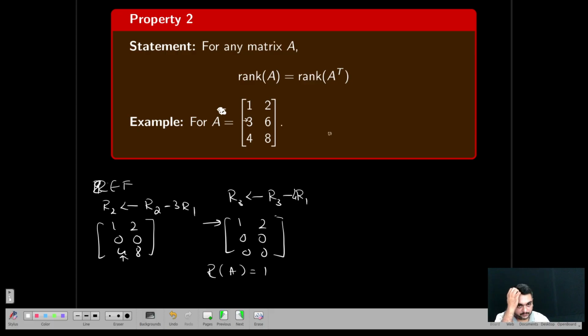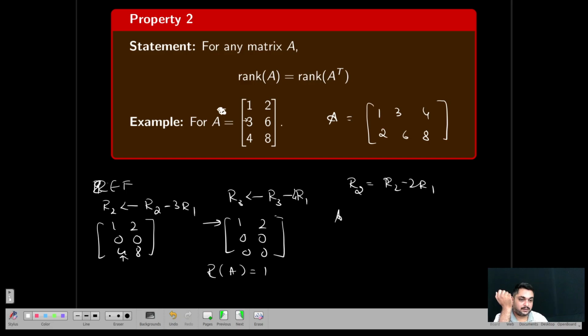Now if I take the transpose of this, rows become columns: A equals 1, 3, 4, then 2, 6, 8. So it is now easy, right? I can take R2 equal to R2 minus 2 R1. The resultant matrix in row echelon form is 1, 3, 4, and this will be 0, 0, 0. So the rank of A transpose is equal to 1.